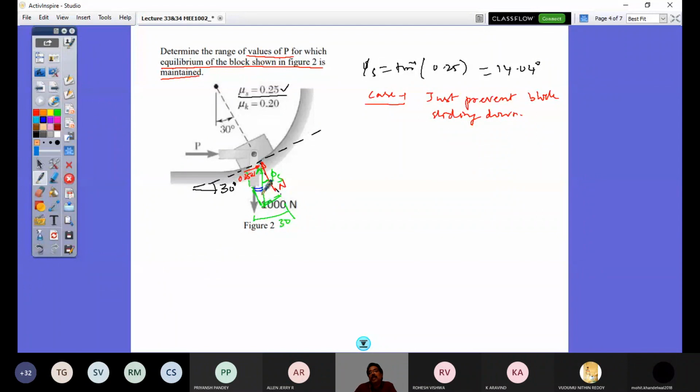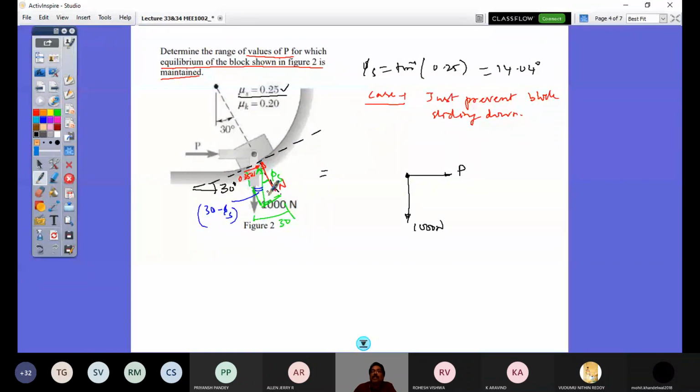So P is horizontal. Just let me put this is P. This is my concurrent point, and weight is acting down vertical. So this is weight, 1000 Newton. And then the combined normal and friction force is R, and that R has an inclination to the vertical. This is vertical and this is the direction of R. R is not vertical. This is the vertical line. So there is an inclination, and that inclination to the vertical is 30 degrees minus this phi s.